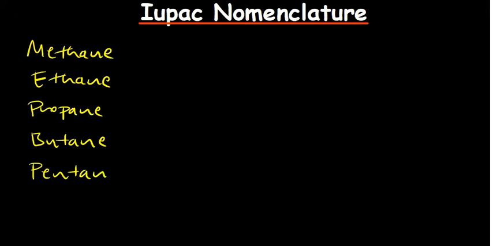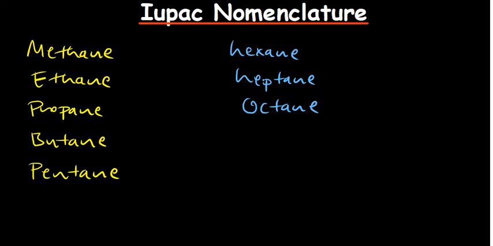Number 5 is pentane. So if you know the polygons, you should be able to name from number 5. And then number 6 is called hexane. Number 7, heptane. Number 8, octane. Number 9, nonane. That should be an N there. Nonane. And then finally number 10 is decane.